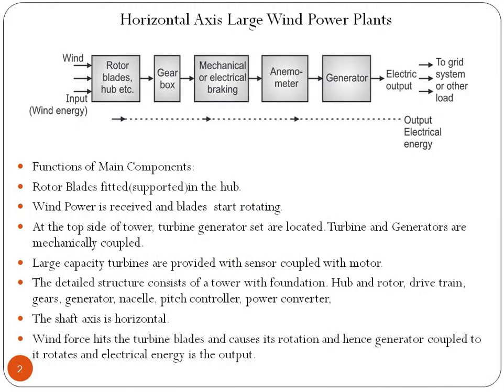Before we draw the horizontal axis large wind power plant, we'll understand the basic components and the basic working of horizontal axis wind power plants. Functions of main components: rotor blades and gearbox, mechanical or electrical braking, anemometer, generator, and at last we'll get the electrical output which is connected to the grid system or other load.